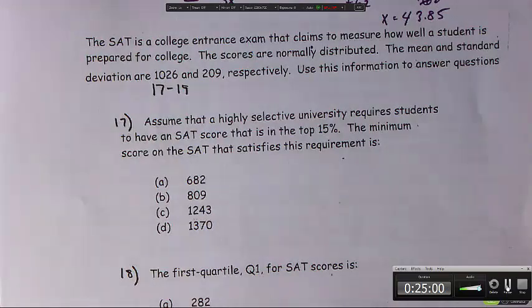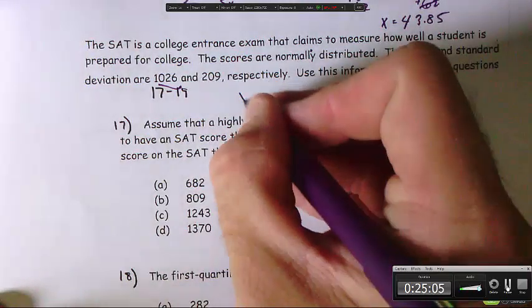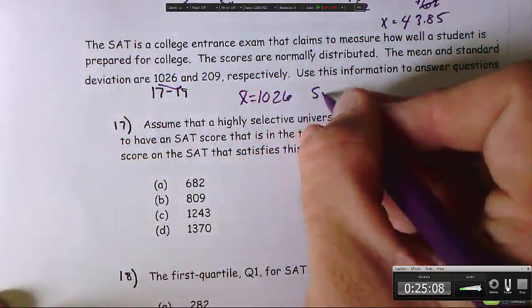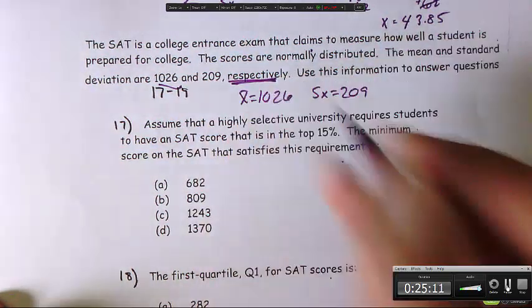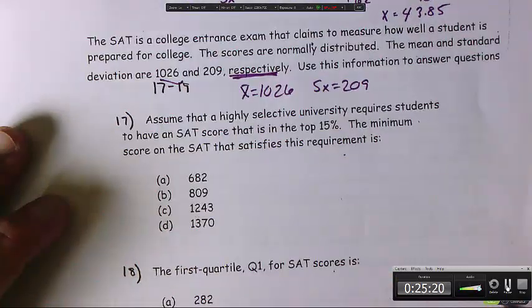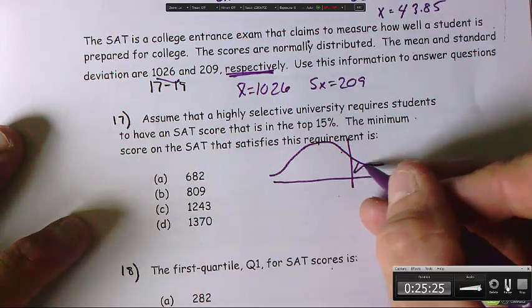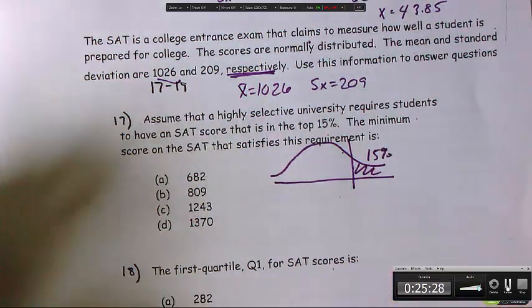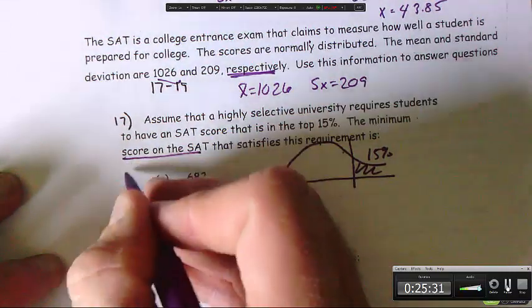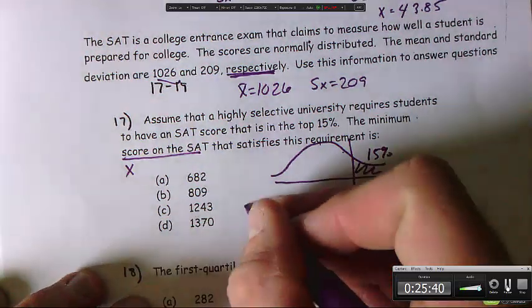All right, use the following information for 17 through 19. SAT scores have an average of 1,026 and a standard deviation of 209. There's that word respectively again. It's just listed exactly how it's listed earlier in the sentence. Okay, so assume that a highly selective university requires you to have an SAT score in the top 15%. Here's what we're talking about. It says the minimum score on the ACT. So it's asking you to find an actual raw score. What would the SAT score have to be? It's asking you to find X, which means we're going to use the z-score formula.